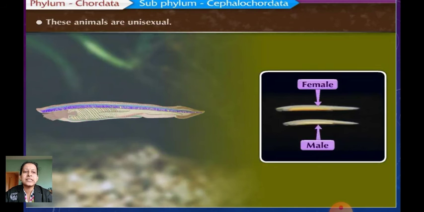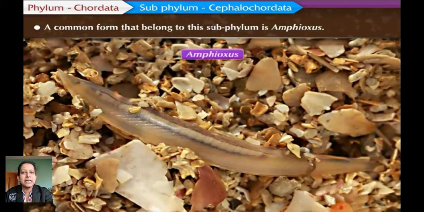Now these animals are unisexual. Urochordates were bisexual because male and female were in the same organism, whereas here male and female are separate, so they are called unisexual animals. One of the common examples of this is fish-like. You can see it is looking like a fish, but it's not a fish. It belongs to subphylum Cephalochordata, and the name of that animal is Amphioxus.